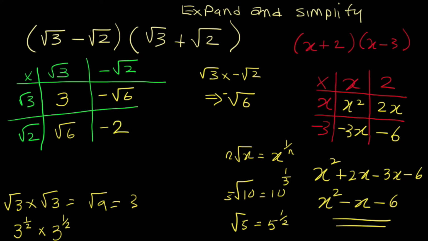Good. Now, finally then, we need to collect these values, just like what we did here. So 3 minus root 6 plus root 6, and minus 2. How can we simplify that? The minus root 6 and plus root 6 cancel out, don't they? So 3 minus 2 equals 1. Easy. Well done.